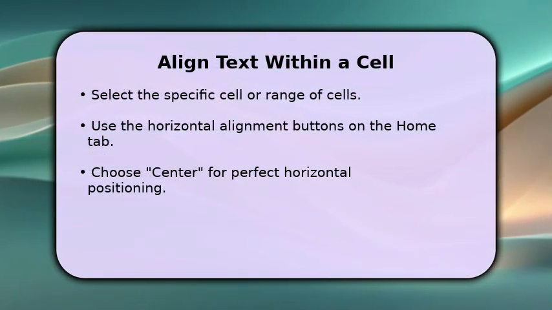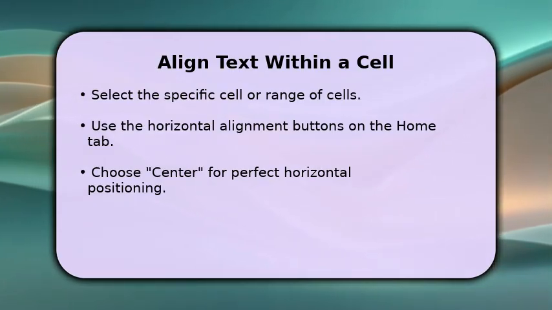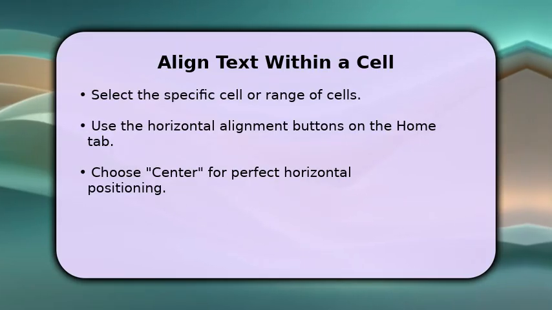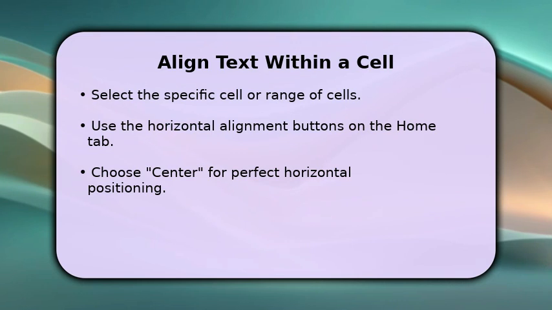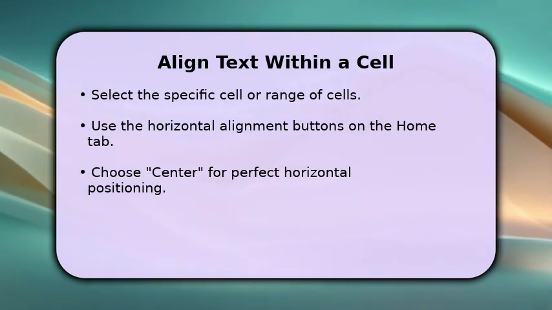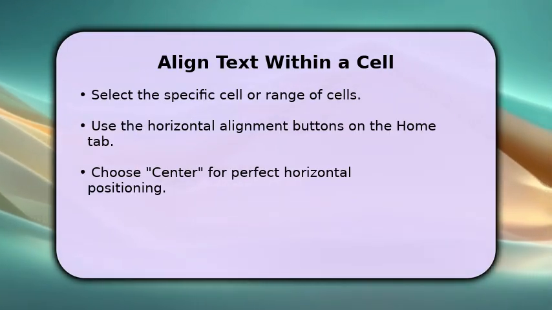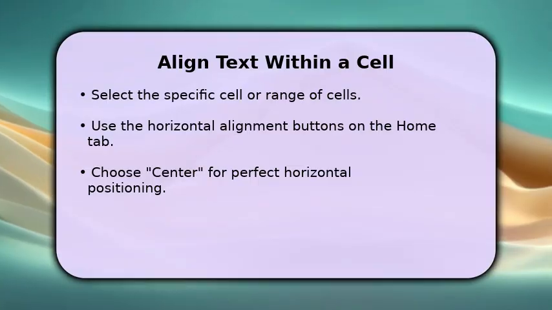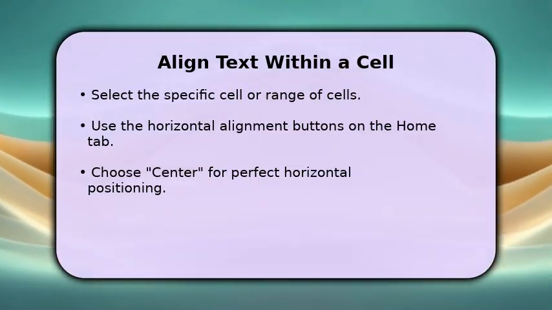For precise alignment within a single cell, Excel offers both horizontal and vertical centering options. After selecting your cell or range, you can easily center text horizontally using the dedicated button in the Alignment group on the Home tab. For vertical centering, choose Middle Align. This ensures your data is perfectly positioned within its cell boundaries, enhancing overall readability and visual balance in your spreadsheets.